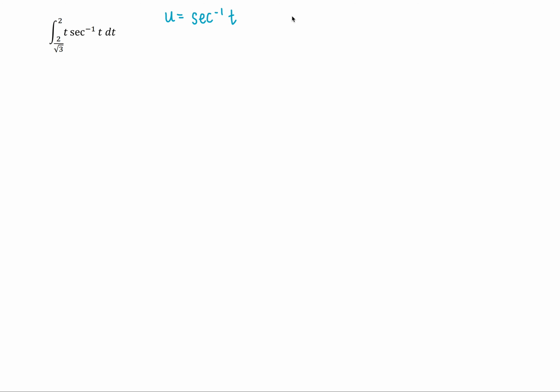And if you differentiate this, and this is probably not something that you have memorized, but in the formulas that are in the Start Here module, you'll be able to find this form. The derivative of this is 1 over the absolute value of t times the square root of t squared minus 1. Now, if u is the inverse secant of t, that leaves the t as my v prime. And if v prime is t, then v is 1/2 t squared.